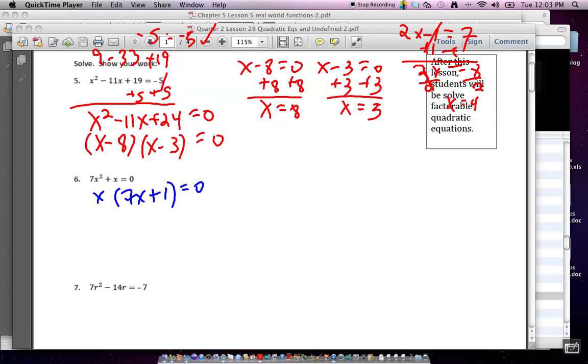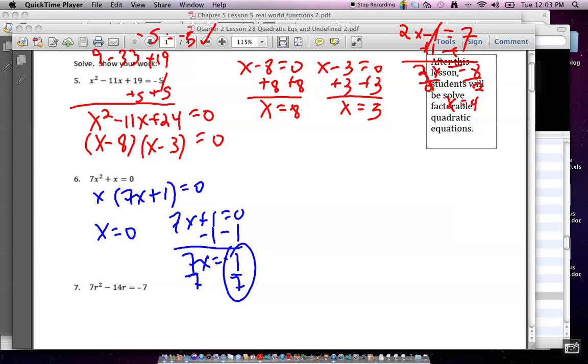Check it out. What's x times 7? 7x squared. What's x times 1? X. So I know I did it right. Maybe it's the guy on the left, and I know this looks weird, but the guy on the left is an x. So it's simply x equals 0, and I don't need to solve it. I'm done. And then over here, 7x plus 1 equals 0. Now, minus 1, 7x is equal to negative 1, divide by 7, and I get negative 1/7, and I also get 0.